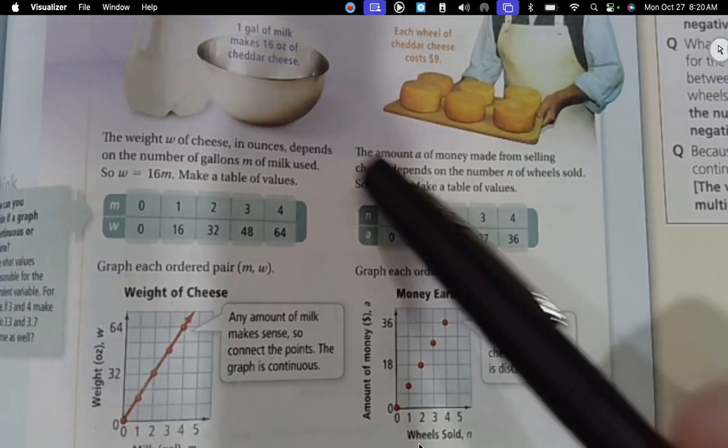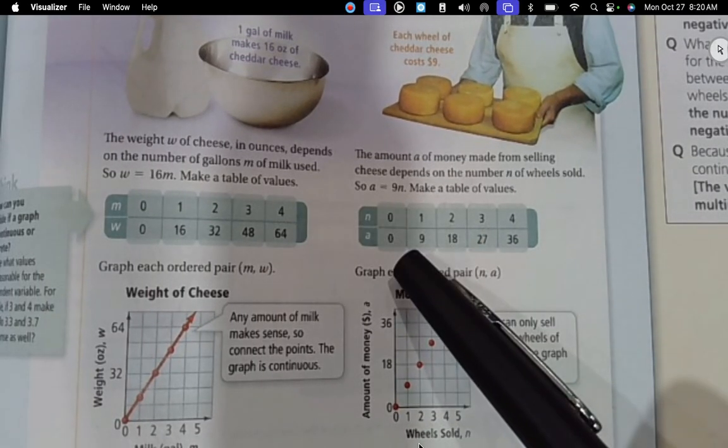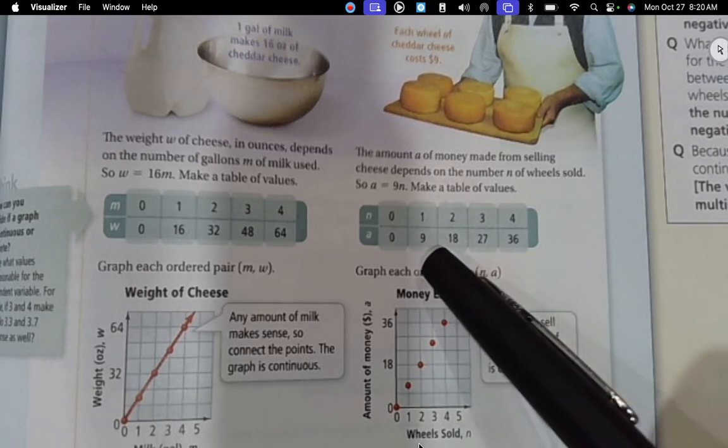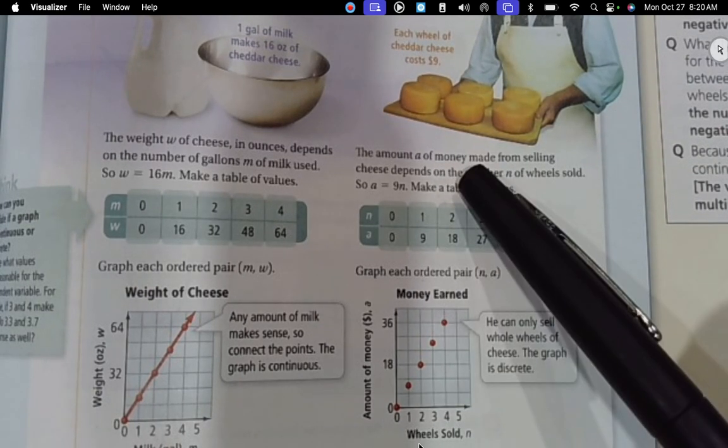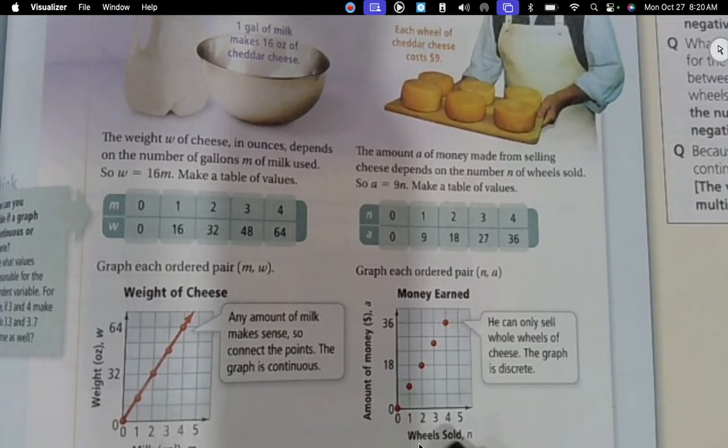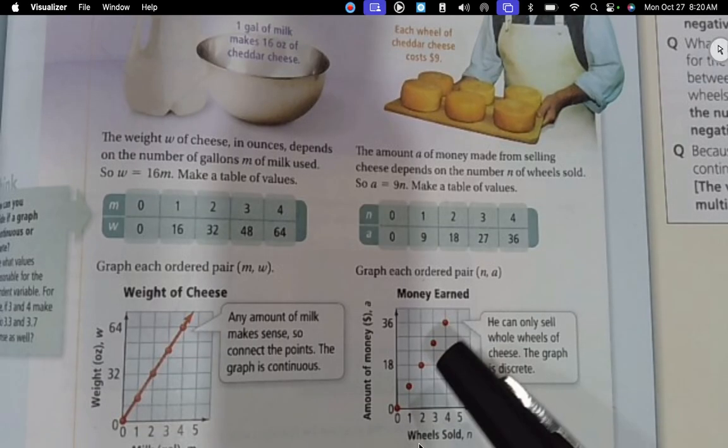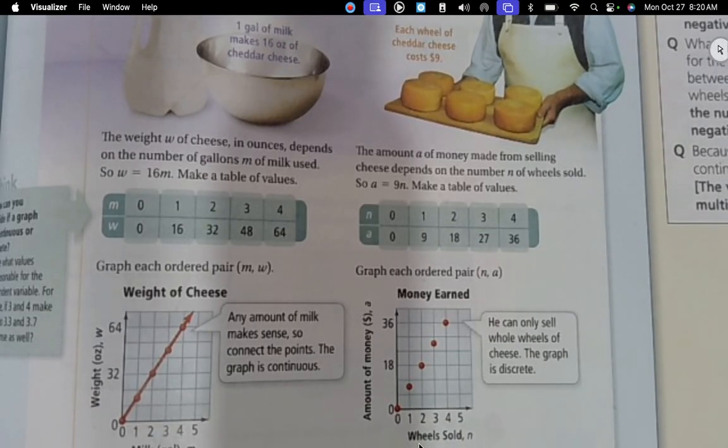It's $9. So you could sell 0 and make $0. You can sell 1 and make $9. 2 and you make how much? 18. Anyway, this one skips. It's discrete because you can't sell pieces of it. Do we get this? Yeah? Okay.